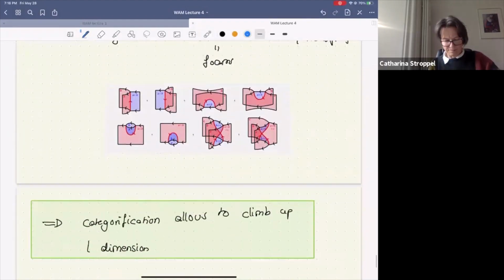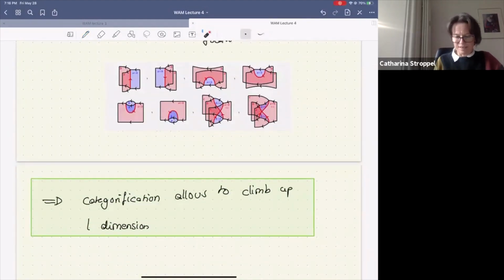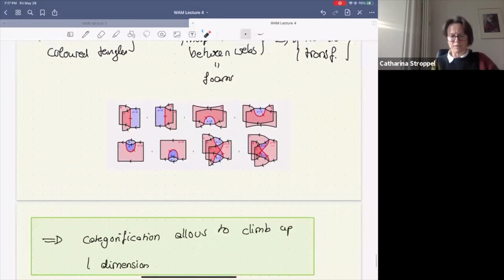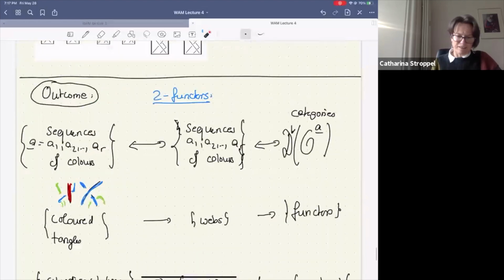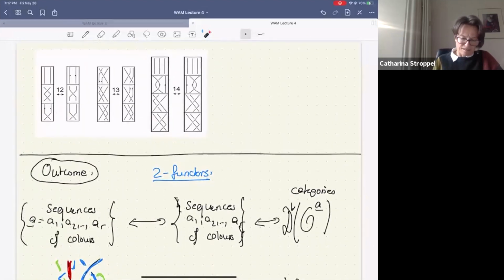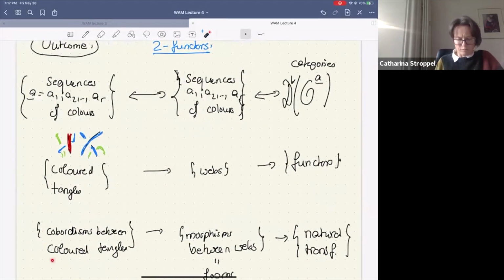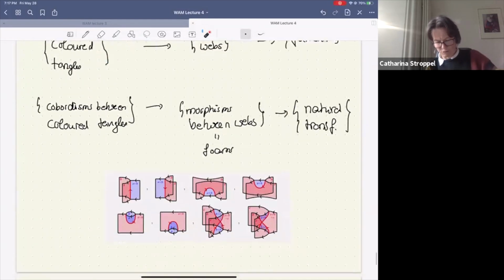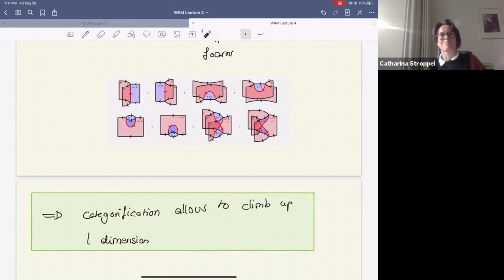And so let me just finish by saying categorification in this example allows you to climb up by one dimension. So we don't only get invariance of knots, but we even get invariance of two-dimensional things, of surfaces being either between webs here or these complicated pictures here. These are the cobordisms, so surfaces going between tangles. And this is where I want to stop. Thanks very much for listening.